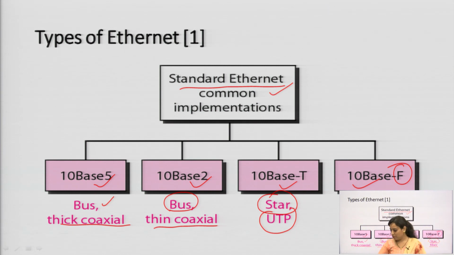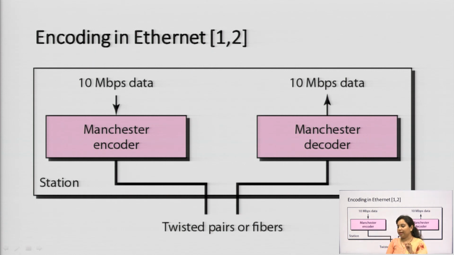Now, this is the encoding in Ethernet, and we have to see how the encoding is done. When we consider transmission through a LAN, which is a local area network, the transmission is over a very short distance, for example installed in an office or a small unit. It can be used to transmit 10 megabits per second of data, and it uses Manchester encoding.